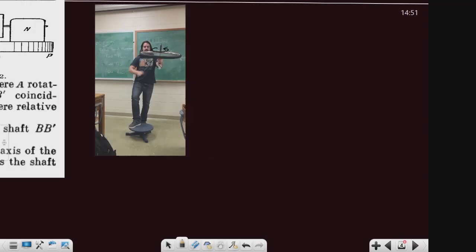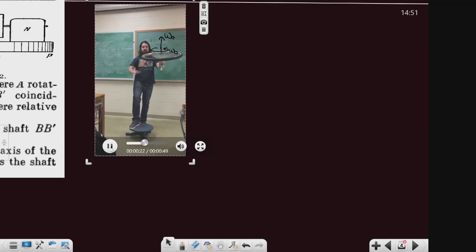It is spinning in this direction. Let's say this to be omega naught. So the omega naught vector, if you use your right hand, is in this direction. Understood this much? Now let's watch the further part of the video. In the further part of the video, he's spinning in this direction.